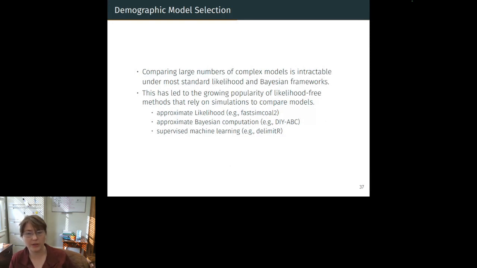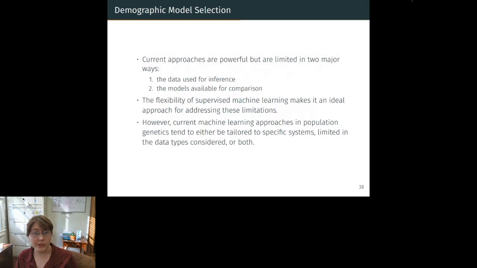This has led to a growing popularity of likelihood-free methods that rely on simulations to compare models. These include approximate likelihood methods like fastsimcoal2, approximate Bayesian computation, and supervised machine learning. There are lots of current approaches for doing this, but they tend to be limited in two major ways. So first is in the data that we use for inference. A lot of approaches rely only on the site frequency spectrum or some set of summary statistics. The second is in the models that are available for comparison.